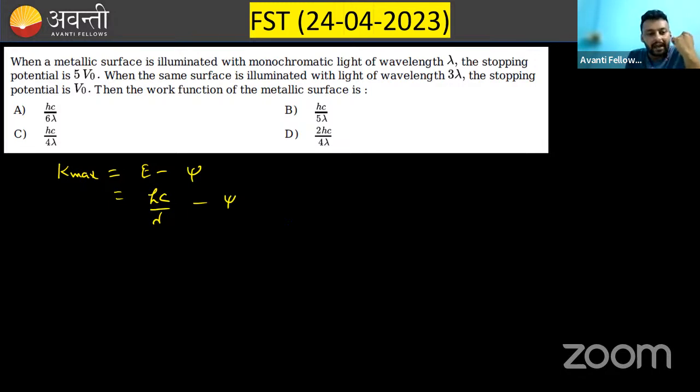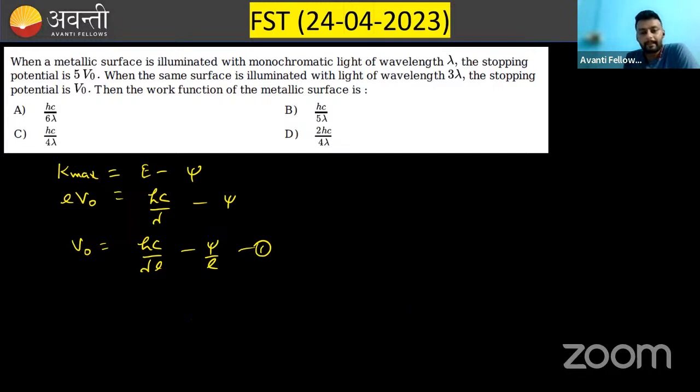K max is what? Maximum kinetic energy. And maximum kinetic energy is nothing but eV naught. This is again a golden relation that you should remember. So V naught is equal to hc by lambda e minus psi by e. This is the relation for stopping potential.